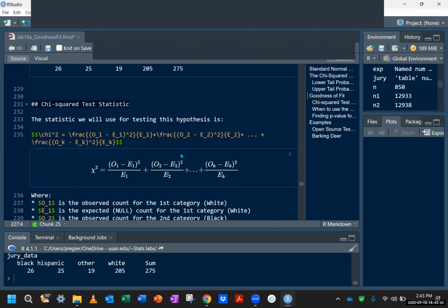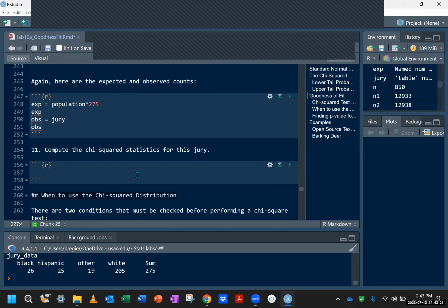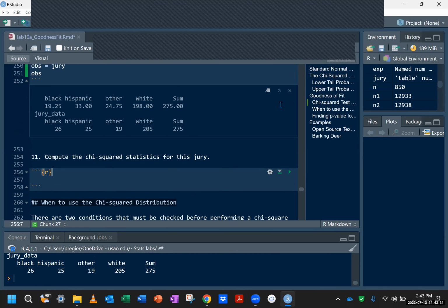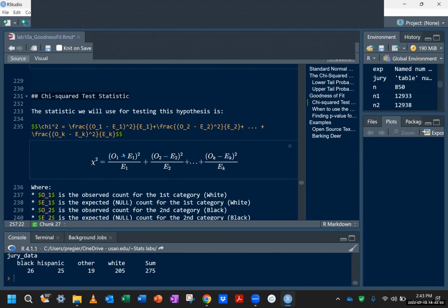For each category, we take the observed value minus the expected, square it, and then divide by the expected. So let's find that out. Here's your data for you. We're going to take the observed, which is 26, minus the expected, 19.25, square it, and we're going to divide by the expected, 19.25. That was for one category. That was all this mess here.